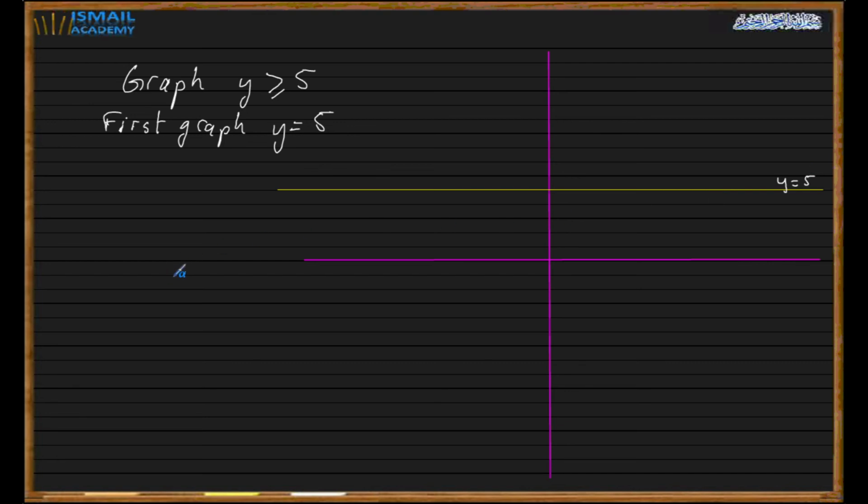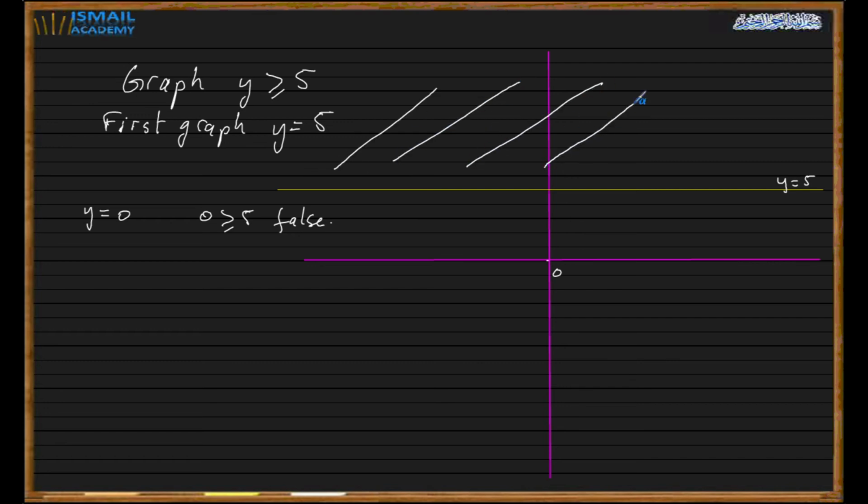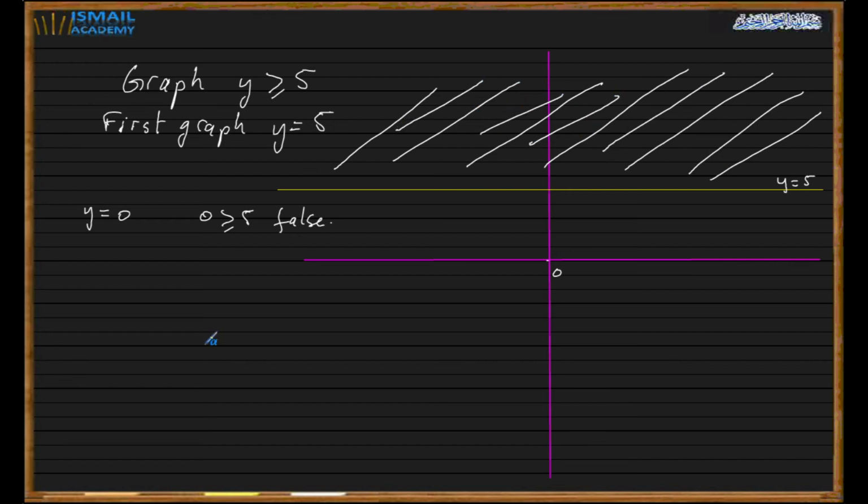Now I'm going to see whether I'm going to shade above or below y equal 5. So here I'm going to pick the point 0. You see the point 0 really makes life easier. So y equals 0, so 0, 0 is false. So that part is the location of the feasible solution.